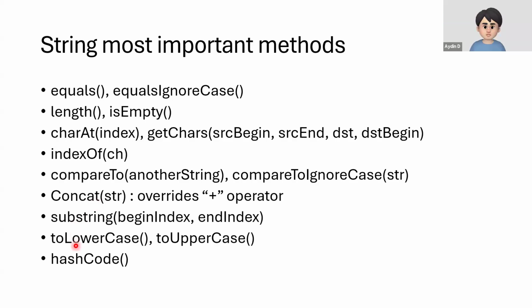So these are the most important methods of the String class. We have toUpperCase and toLowerCase, which convert from small to capital and from capital to small. If something is already small and I call toLowerCase, it does nothing.